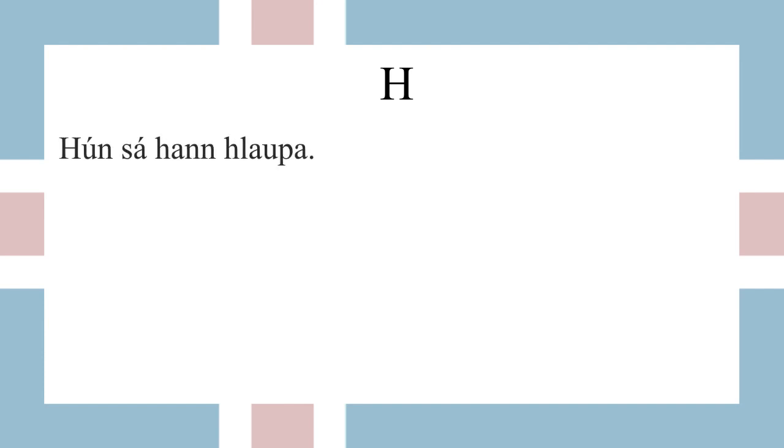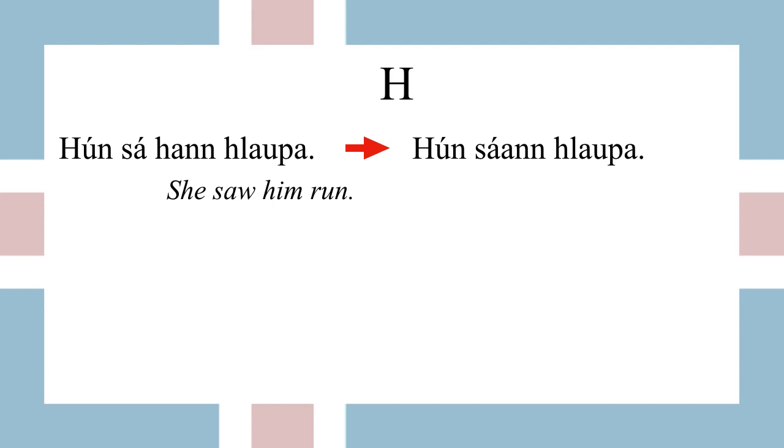Let's look at a few more examples. Hún sá hann hlaupa means she saw him run. We're going to drop the H in the word hann and say hún sá hann hlaupa.